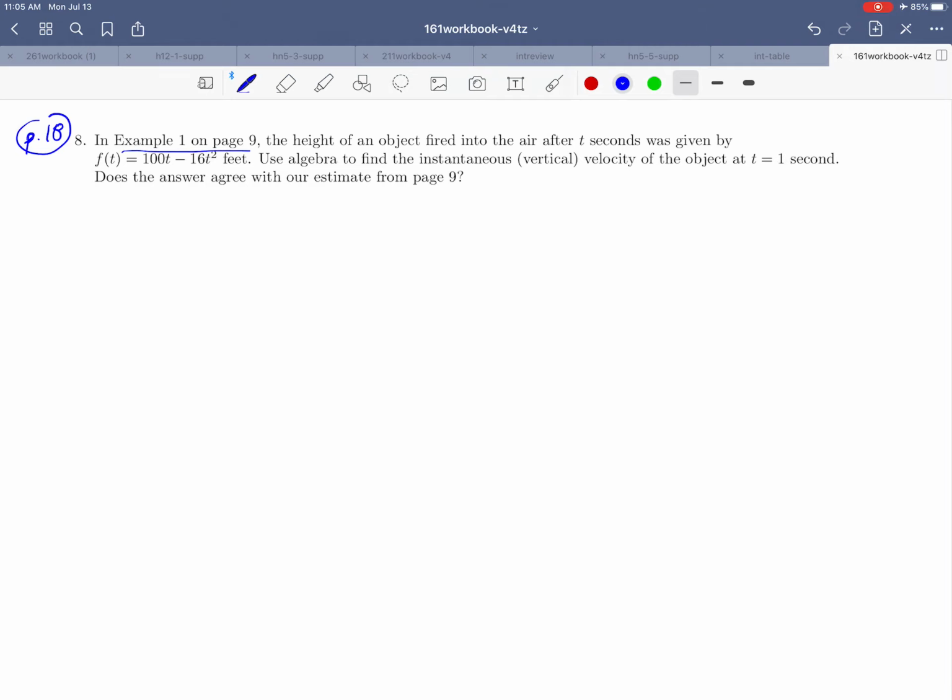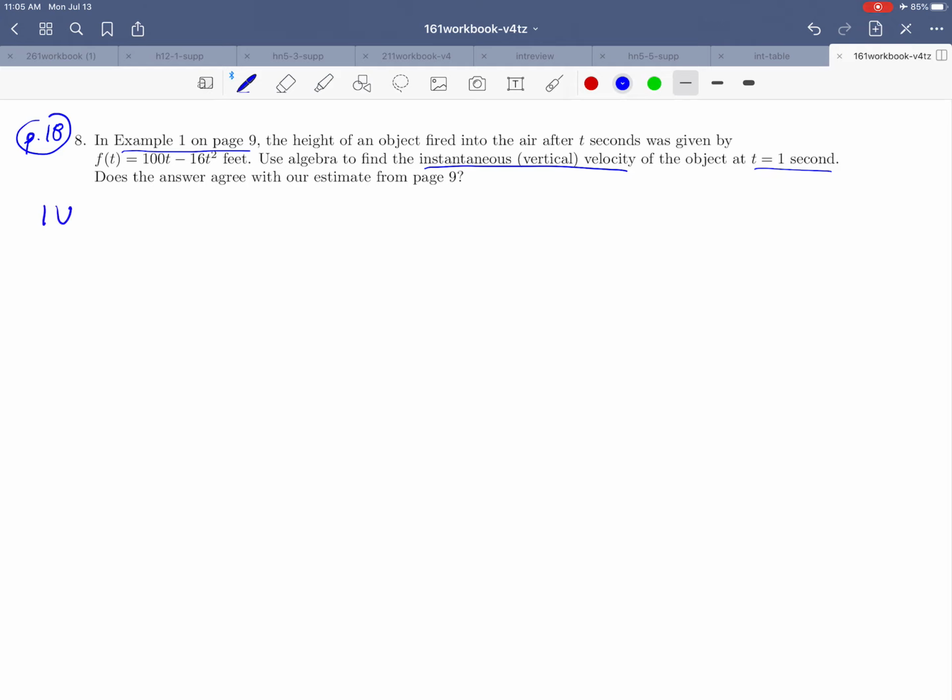Okay, in that example, we had the height of an object that was fired into the air, and the height was given by the function 100t minus 16t squared. We're going to see if we can calculate the instantaneous velocity using the limit formula that we just wrote down. Okay, and they'd like us to do that at t equals 1 second. All right, well, let's see what that would look like.